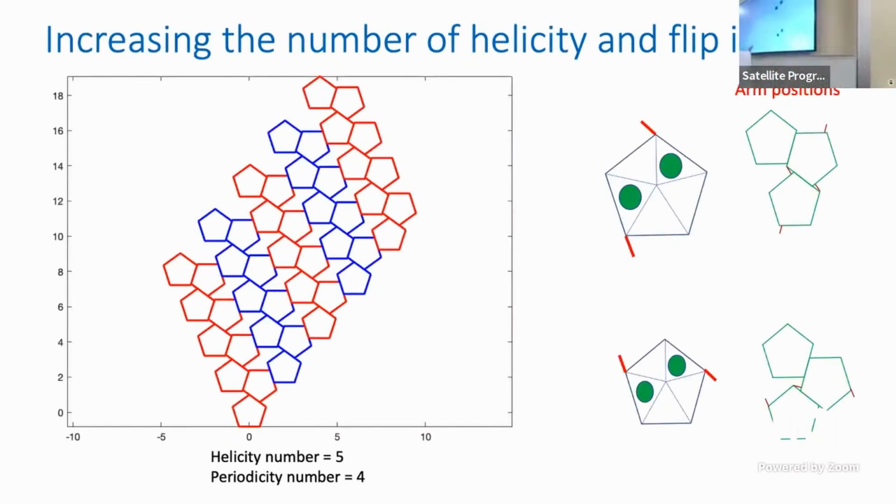So then we set up: what if the helicity number is 5 instead of 3? What happens? Then we get this shape. If you look at the position of proteins here compared to the wild type one, in the wild type the arms are like this, but for that one the arms are flipped. You cannot just do that. These are 3D protein objects. You cannot simply flip a protein and hope that it does the same thing. So this is not possible, because you need a flip in the arm position, which is not feasible biologically.